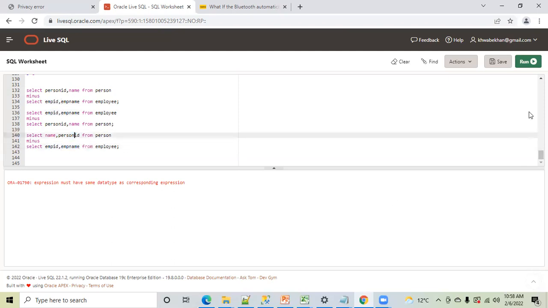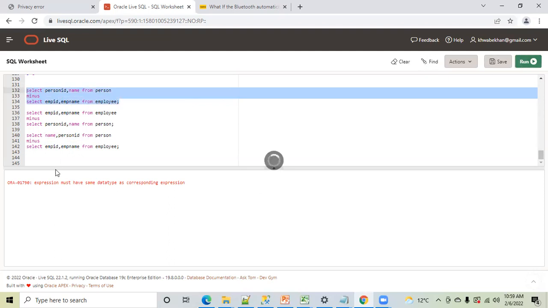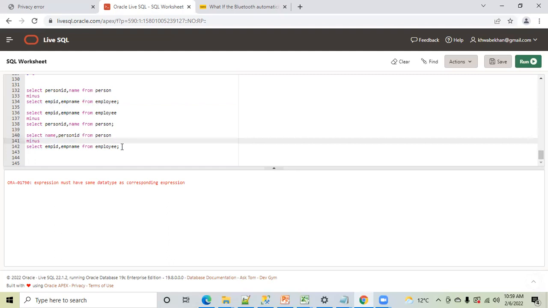That is why you should always compare the same data type. Here person ID is compared with the employee ID, same data type number. Your name is varchar, here again it is varchar. That is why when you run this, there is no error message. But when I executed this one, I got an error message. Why? Because we are comparing two different data types. So you have to take care of this. The sequence is very important when you are using a minus query.